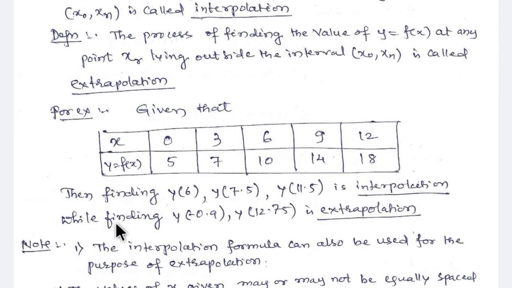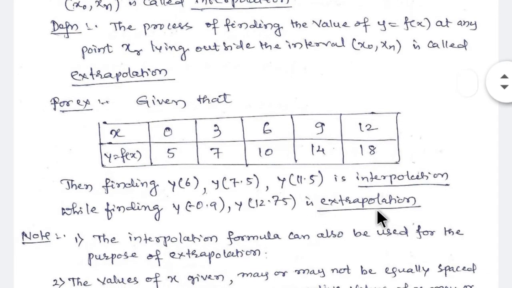Okay, similarly while finding y at x equal to minus 0.9, in this table there is no such x value; x equal to minus 0.9 does not lie in the x values. Similarly the y value at x equal to 12.75: 12 is the last value, 12.75 is not here. Finding this type of functional values at x values which lie outside the interval is extrapolation.